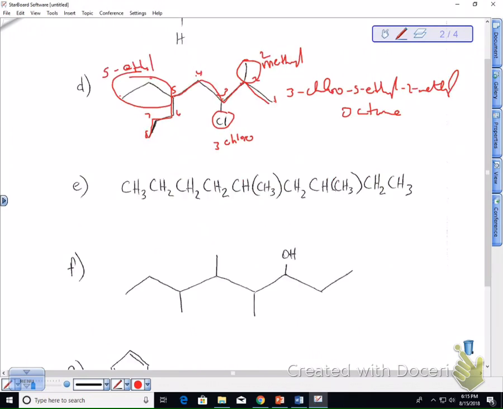Let's move on to E. Hit pause and see if you can name E. Just keep in mind that when you see the parentheses like this, they mean they come off the carbon that it immediately follows. So hit pause and give it a shot. All right, let's see how you did.